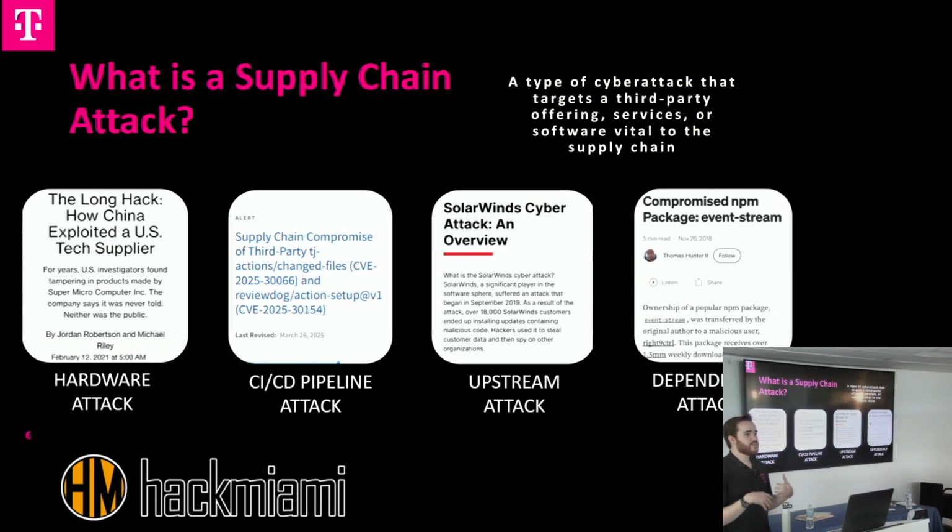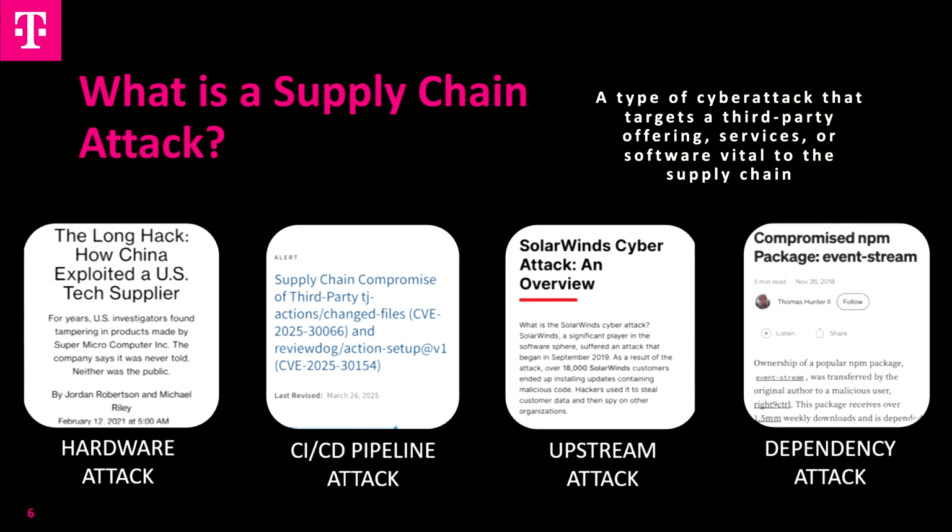So now, what are some of the security threats that we actually care about in relation to these dependencies? Supply chain attacks. A technical term: a type of cyber attack that targets a third-party offering, service, or software vital to the supply chain. Essentially, any time an individual piece of software, technology, or resource is compromised prior to the actual end target victim, that becomes a supply chain attack from the cybersecurity standpoint. There are many, many different types of supply chain attacks. I've loosely grouped them into four different buckets here. There are some real-life examples if you want to take a look. Unfortunately, we don't have enough time to dive deep into each one of these.